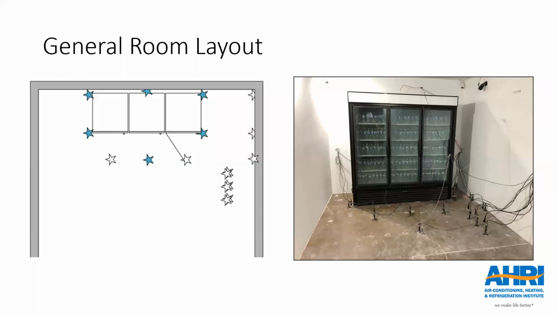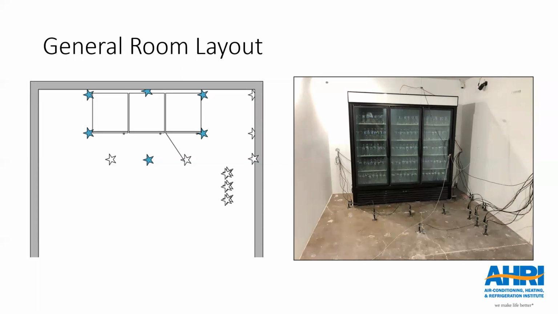So this slide shows the general room layout for the test. On the left, we have a top-down view of the sensor locations. Locations with a blue fill are sensors specified by the standard. Locations with no color fill are additional data points recorded for this specific test program. Additional instrumentation also included omnidirectional anemometers to ensure that there was no outside influence of airflow in the test space.